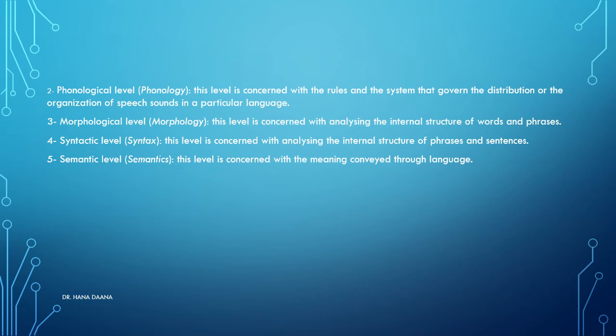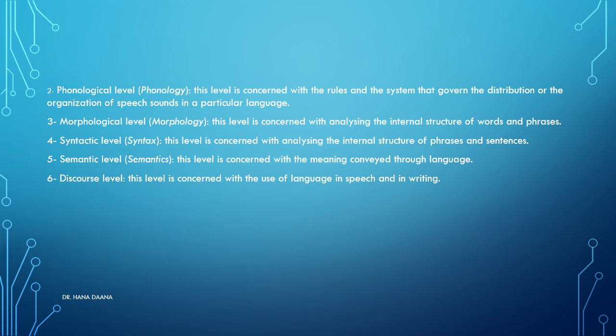The semantic level is the fifth level of analysis, semantics. This level is concerned with the meaning conveyed through language. And finally, we have the discourse level. This level is concerned with the use of language in speech and in writing.